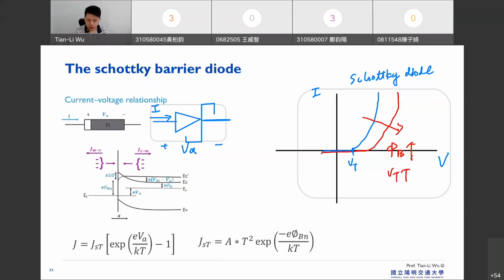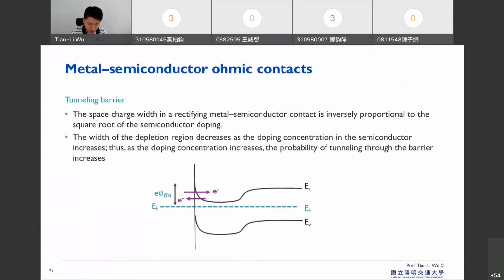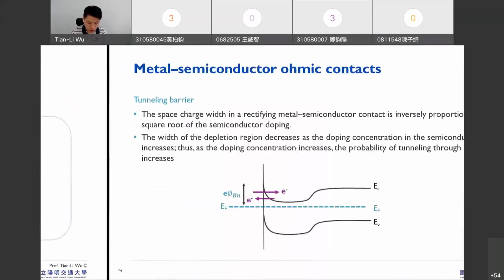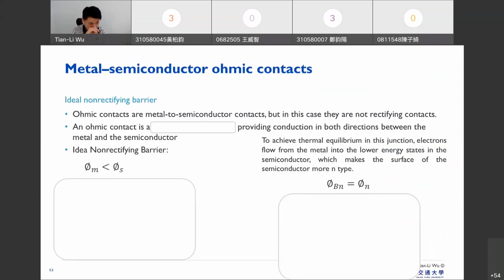Okay, so we spent most of the time discussing the case of the Schottky diode. But now there is a case we call the metal-semiconductor ohmic contact. So probably we can take a short break here, and we will come back in 10 minutes. We come back at 10:40 to continue with the metal-semiconductor ohmic contact.